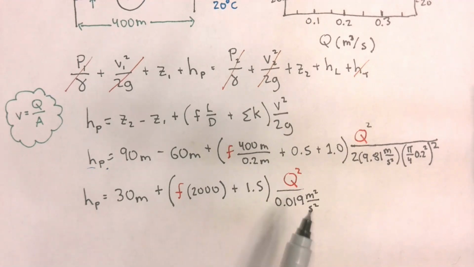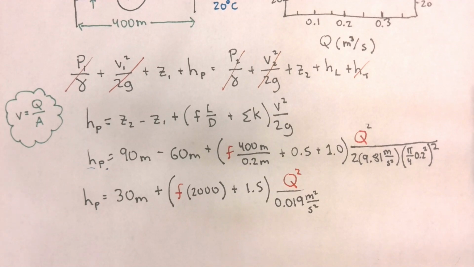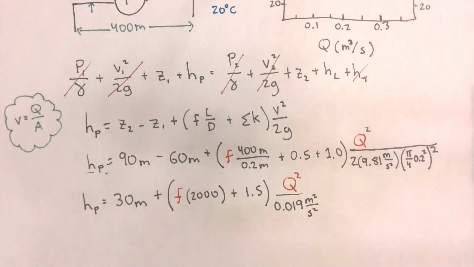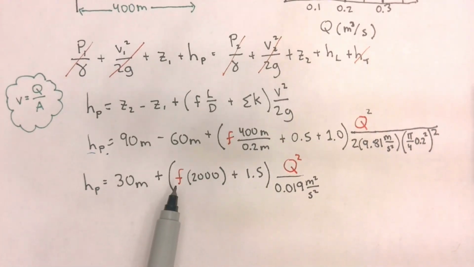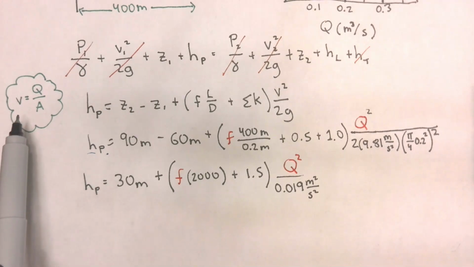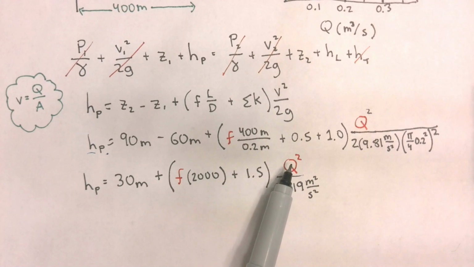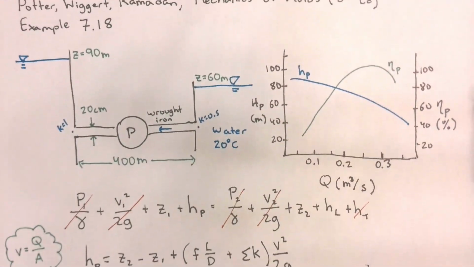We don't know F. We don't know Q. Now, typically, you want to run this through a computer program because the friction factor depends on the Reynolds number, which depends on the velocity, which depends on the flow rate. So as Q changes, F will change. However, we're going to simplify this system as much as possible so we can actually plot it here without needing to use a computer.